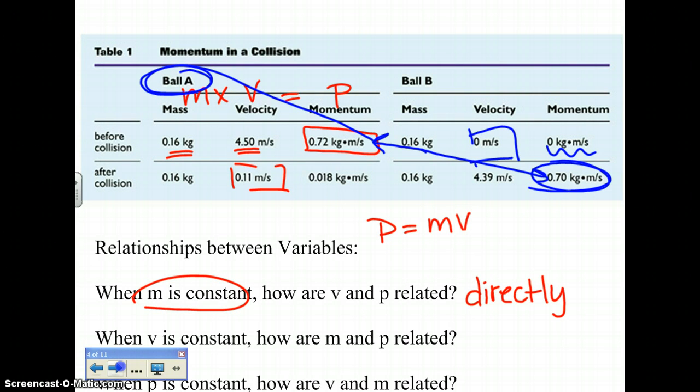Okay, when V is constant, how are P and M related to each other? P and M. Good, guys. They're both directly related to each other. So we can see a lot of direct relationships here.